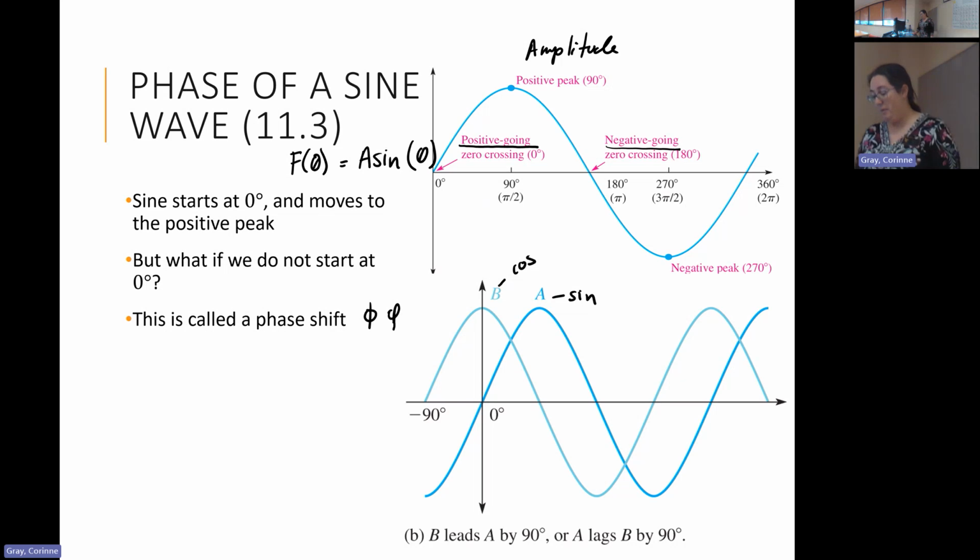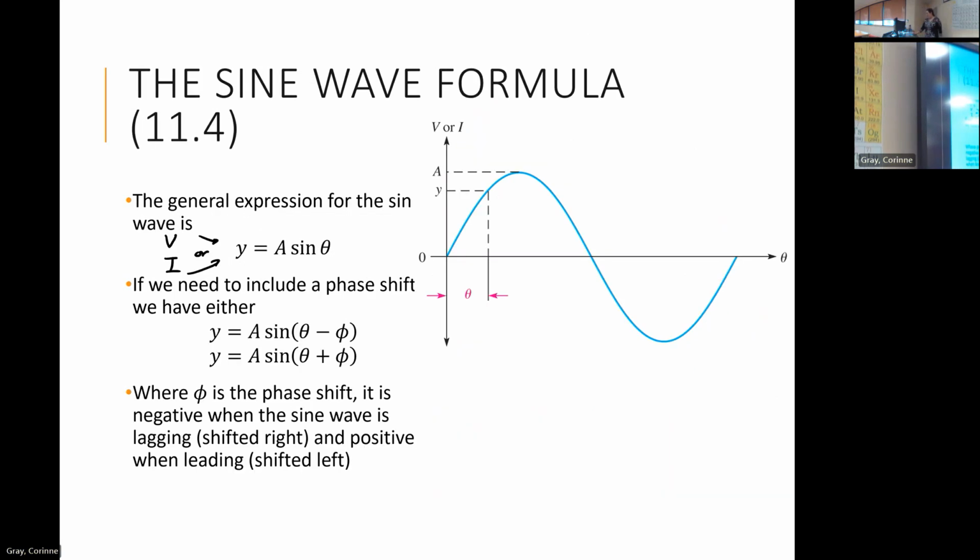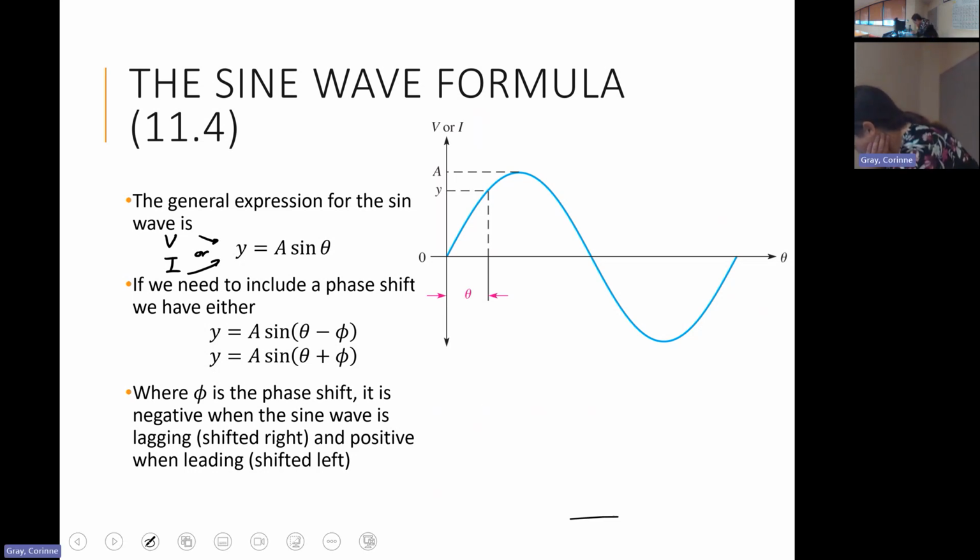Okay, so if we go back to this one here, we can kind of see where that's going to come from. So let's focus on the situation where B leads A by 90 degrees. That's the one that we want to focus on here. So if I'm looking at leads, that is going to be the situation where I have the plus 90. So what I would have is, right, we'd have A sine.